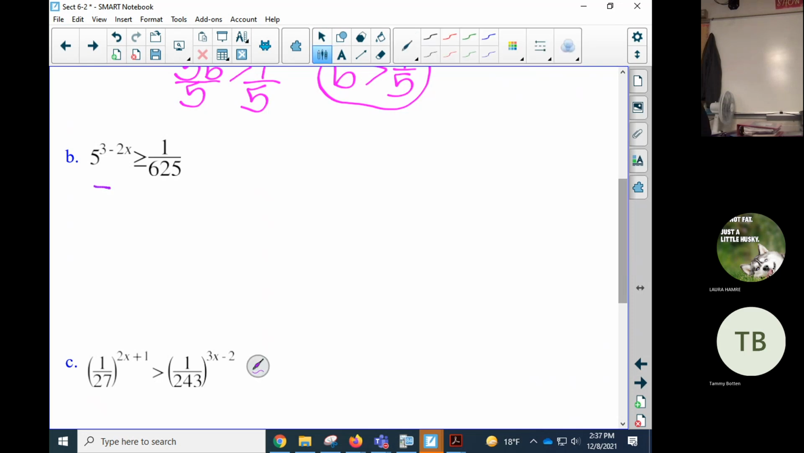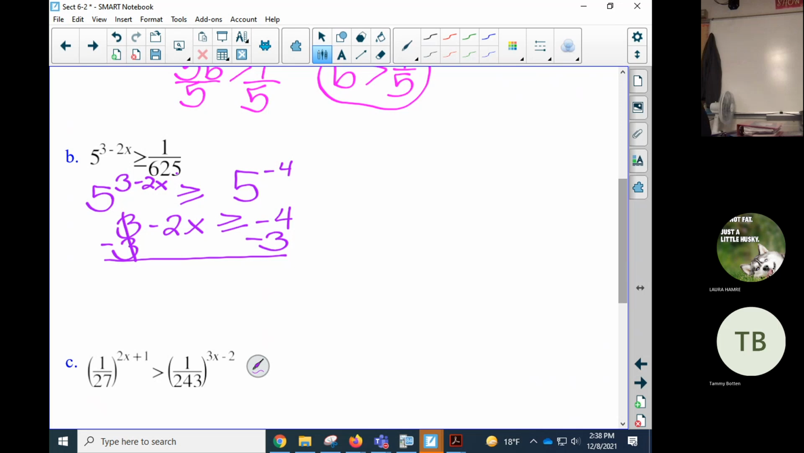If I look at this one, 625, do you know what that is as a power of 5? 5 to the 4th, right? Do you guys get if I just went right to 5 to the negative 4th? 1 over 625 would be 5 to the negative 4th, because it's really 1 over 5 to the 4th. Now I can forget my 5s, and I get 3 minus 2x is greater than or equal to negative 4. And I only have the 1x, so I'm leaving that. I have to bring this over by subtracting 3, and I get negative 2x is greater than or equal to negative 4.